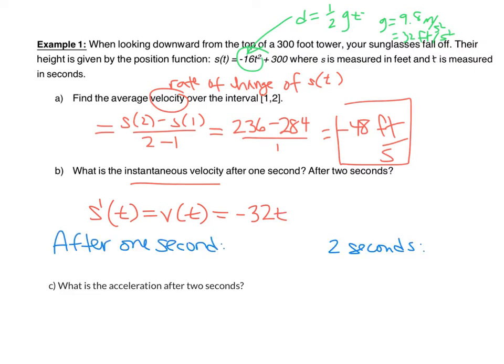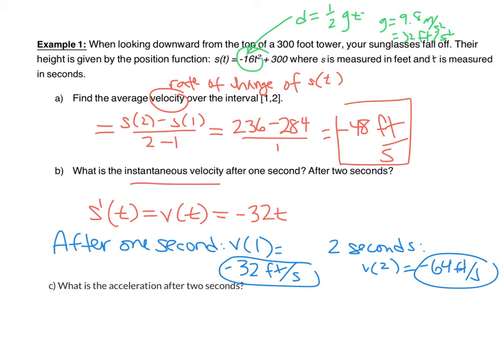So after 1 second, we find that just by doing v of 1. And our velocity is negative 32, and we're in feet per second. By the way, keep in mind that this is a negative number. The reason it's negative is because the velocity is going downward. After 2 seconds, we do v of 2, which gives us negative 64 feet per second.